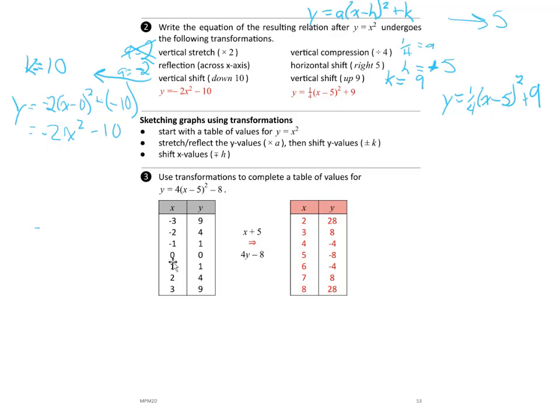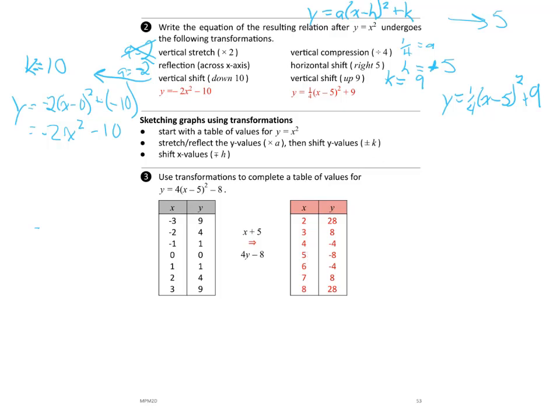And the way I know how to do this is I make my vertex equal 0, and whenever we're looking at y equals x squared, 0, 0 is always our origin and is always the vertex. That means that to go from 0, I need to go to positive 5, which means I just need to add 5 to all my x values then.